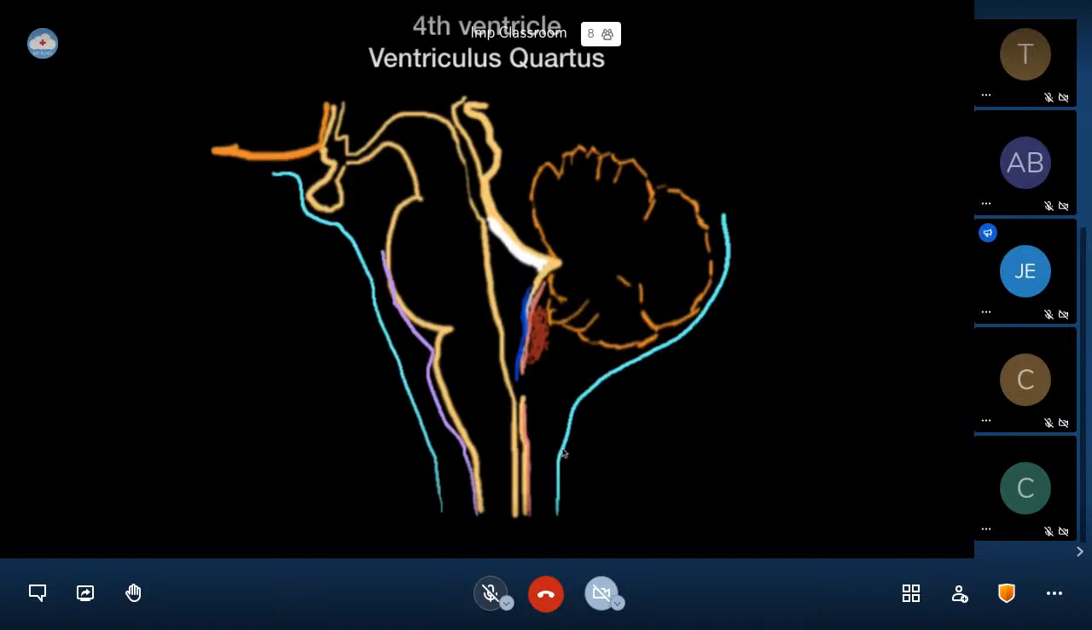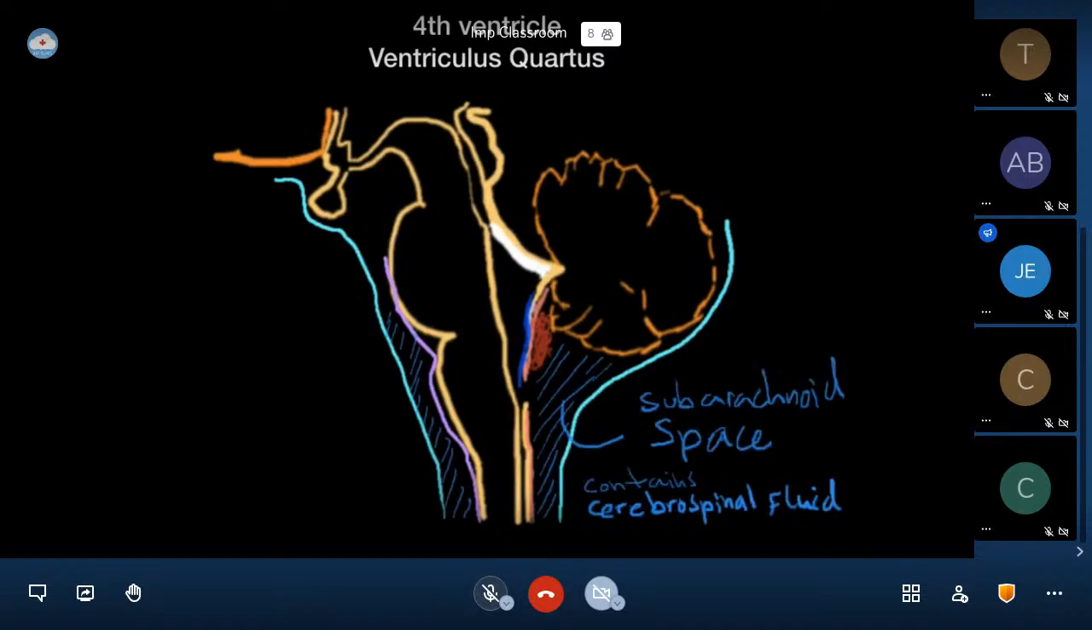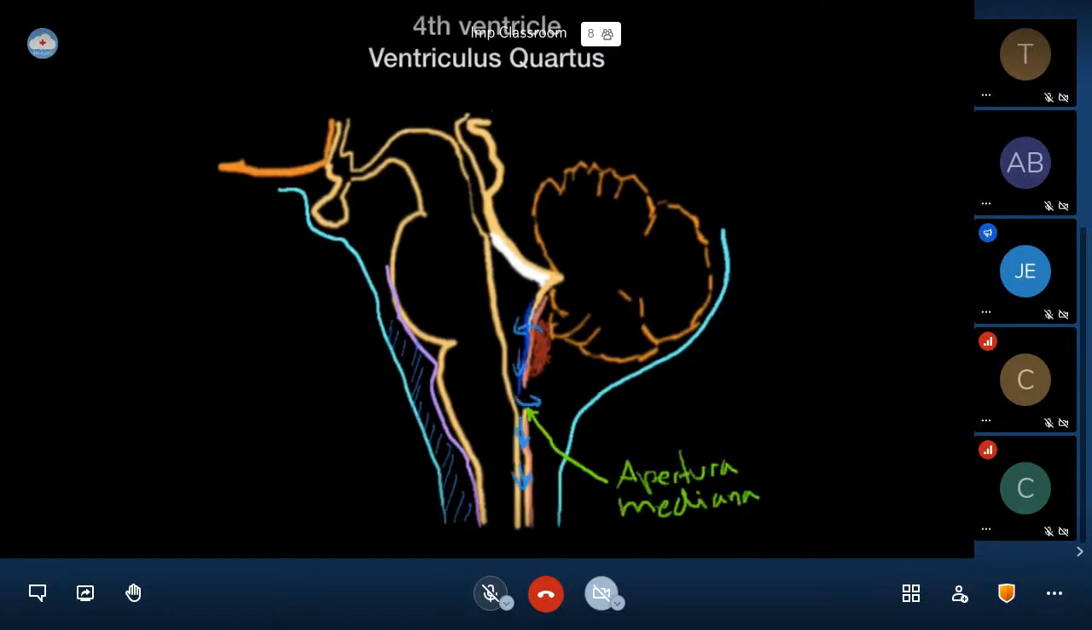So the space between the arachnoid mater and the pia mater is called the subarachnoid space that contains the cerebrospinal fluid, in case you already knew that. So what the choroid plexus is going to do is that it's going to produce the cerebrospinal fluid and send it through this aperture right here, the median aperture, and it's going to send it to the subarachnoid space and also going to send it down your central canal right here.